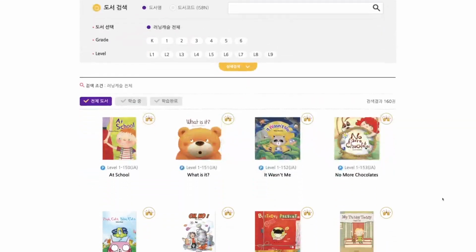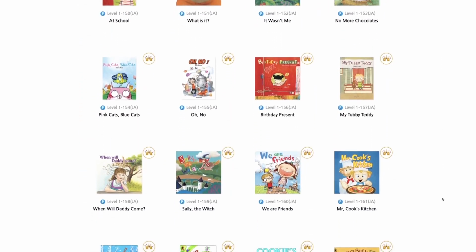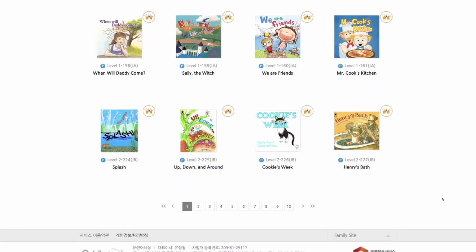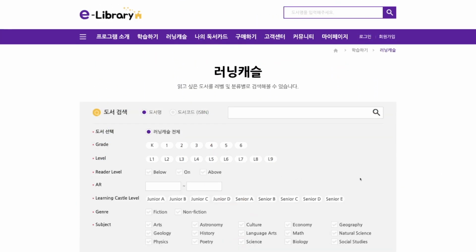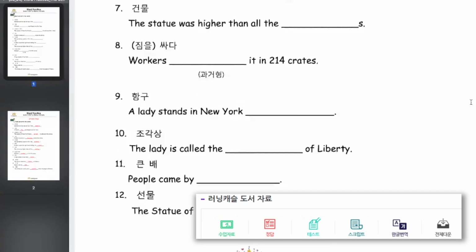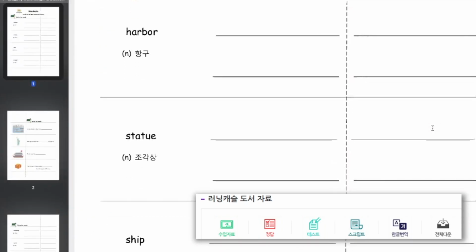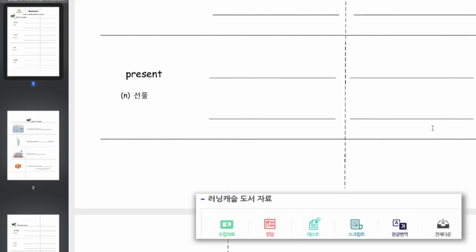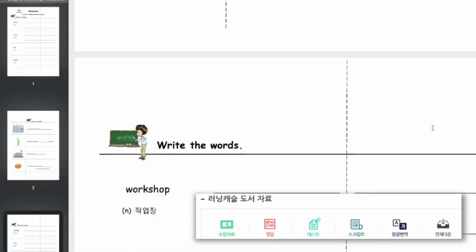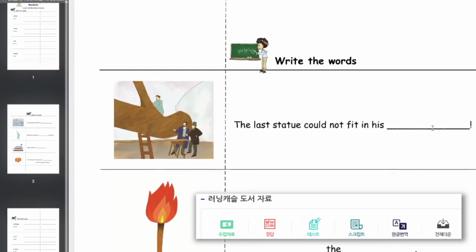To access some of the materials, you can look at the Learning Castle website, and on the bottom you will see the content and the materials provided. You can access a teacher's guide, some answers, tests, script, and the translations.